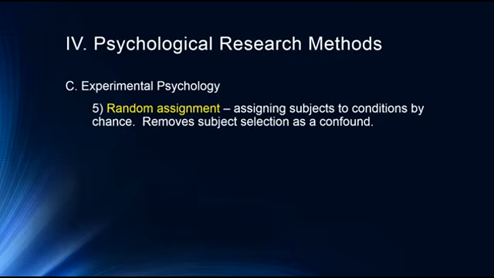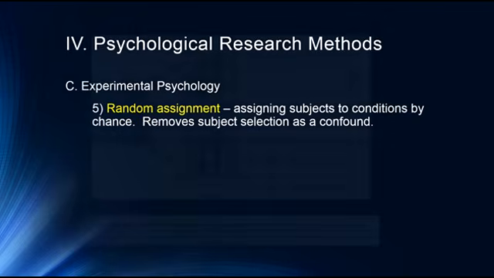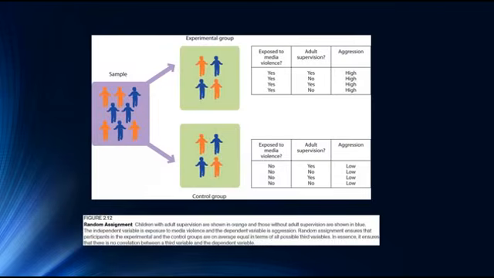Oftentimes they pick people who they think are going to respond to the treatment. They pick the healthiest people. So we want to remove that subject selection as a potential confound, and so we use random assignment. So we have a group of people, and we pick people at random to be in our two groups to make sure that there is a similar number of people across our groups in some sort of aspect.